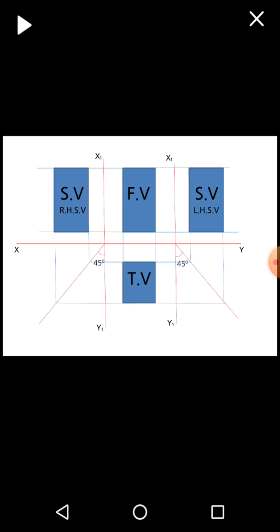So for the same case, if we are taking the projection from the right side, the representation will be like this. Front view, below the front view we'll have the top view, and on the right hand side of the front view we'll have the left hand side view, and similarly on the left side of the front view we'll have the right hand side view. So for the first angle projection method, we have to keep in mind that we have the front view above the xy line, the top view below the xy line, the left hand side view on the right hand side of the front view, and the right hand side view on the left hand side of the front view. So this is the representation of the first angle projection method.